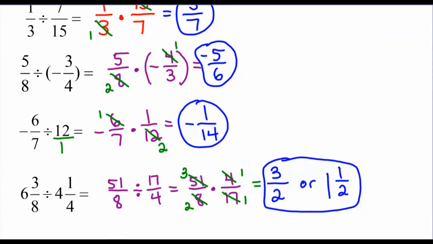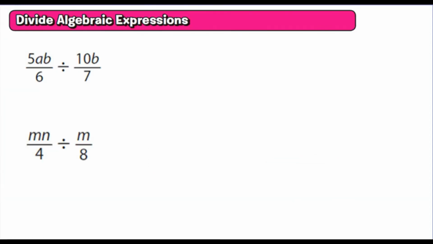So that's using the multiplicative inverse, or the reciprocal, to help us divide fractions. We're actually going to turn it into an equivalent multiplication problem. What happens if we have variables in our fractions that we're dividing? We're still going to do the same thing, but remember that those variables are factors, so they can cancel just like numbers or common factors would.